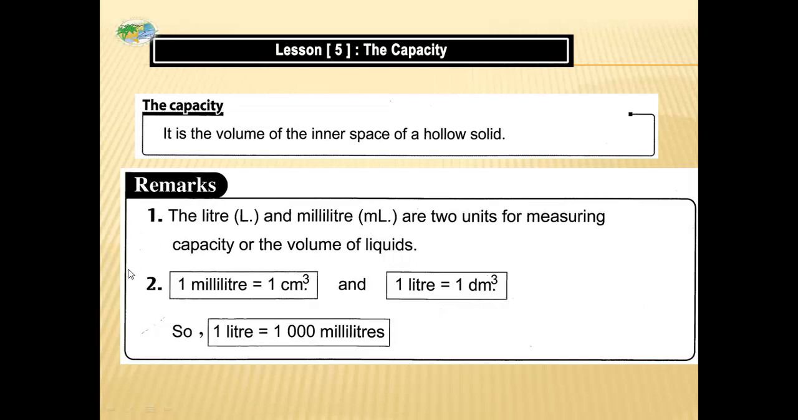Please remember, primary 6, that 1 milliliter equals 1 centimeter cube, and 1 liter equals 1 decimeter cube. Okay, and if we want to change from liter to milliliter, it should be multiplied by 1000, and if you want to change from milliliter to liter, it should be divided by 1000.